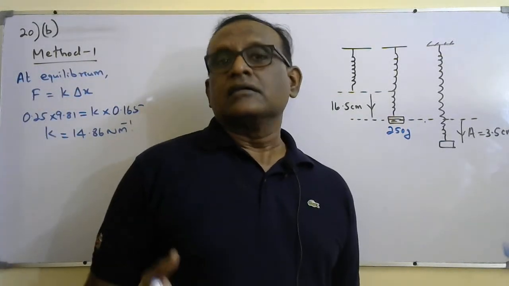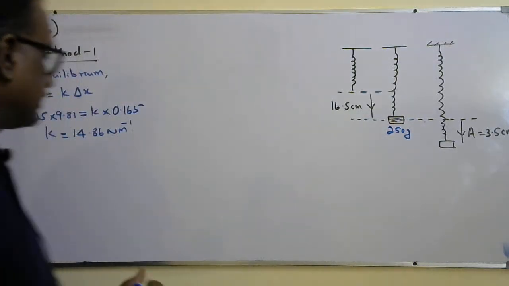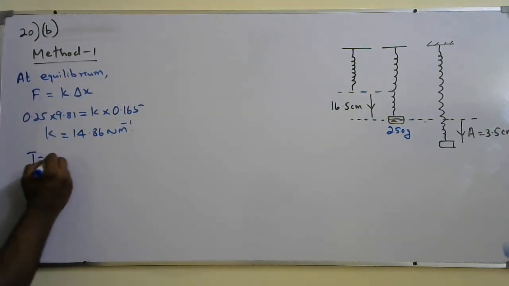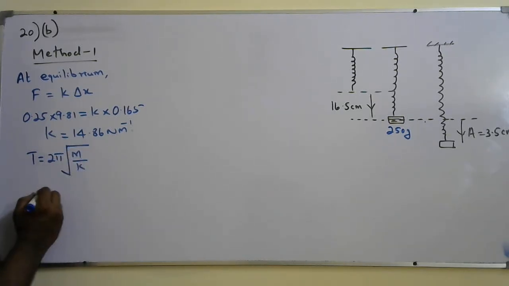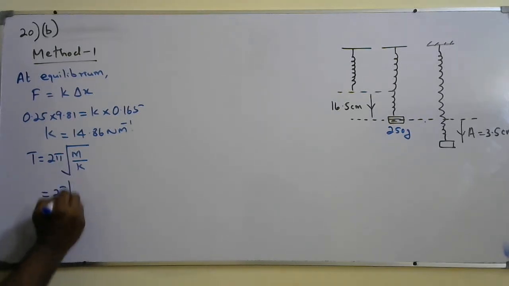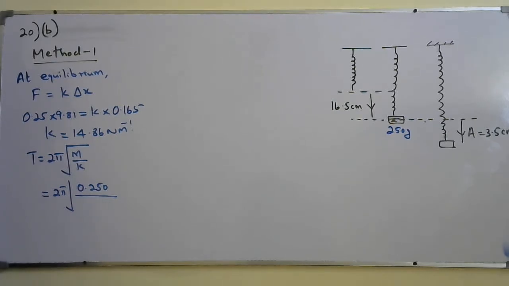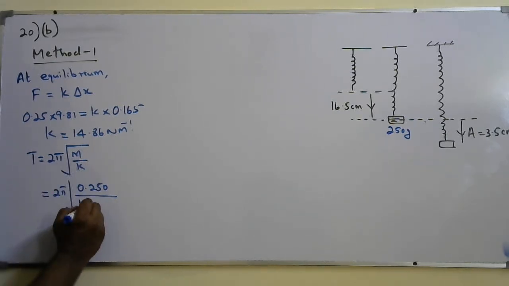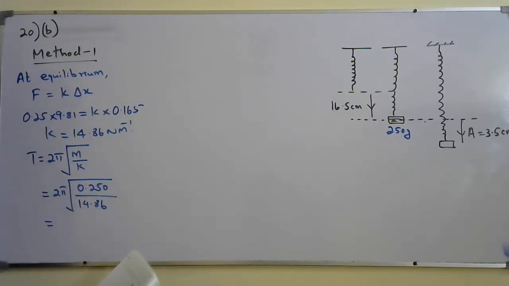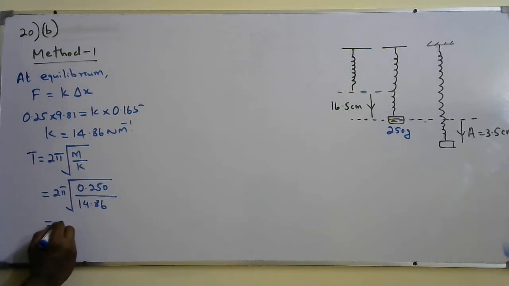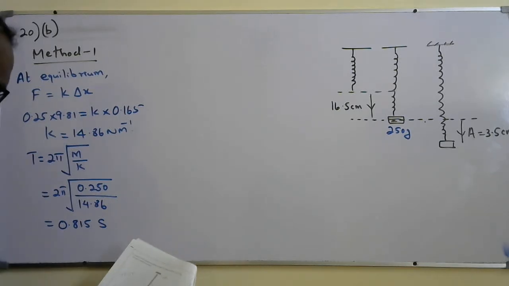So I need to find the maximum speed. Maximum speed is V max equal A omega, omega equal 2 pi over T. I need to find the time period of oscillation. So T equal 2 pi square root of M over K, which is in the data sheet. Mass is 250 grams, 0.250, over K, we found 14.86. So the time period of oscillation is 0.815 seconds.